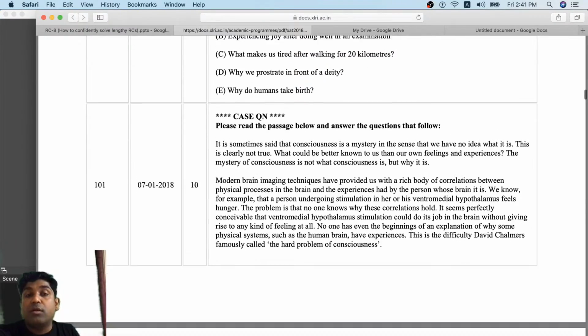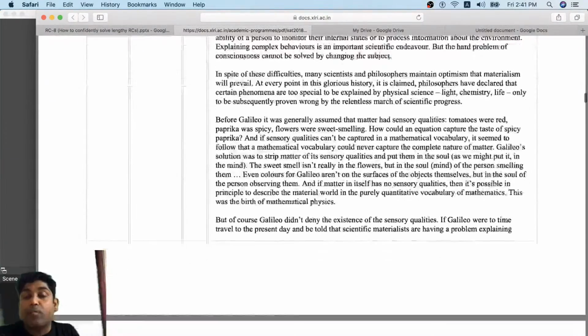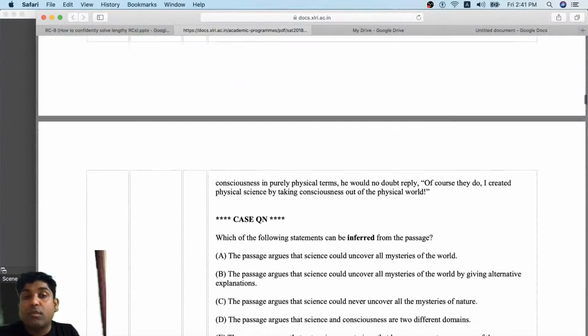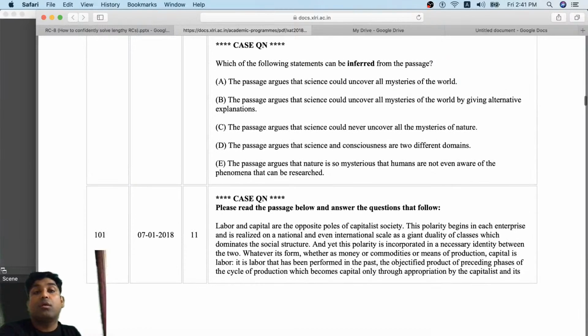Then comes your next question. Which of the following statements can be inferred from the passage? A. The passage argues that science could uncover all the mysteries of the world. No. B. The passage argues that science could uncover all the mysteries of the world by giving alternate explanations. No. C. The passage argues that science could never uncover all the mysteries of nature. Okay.